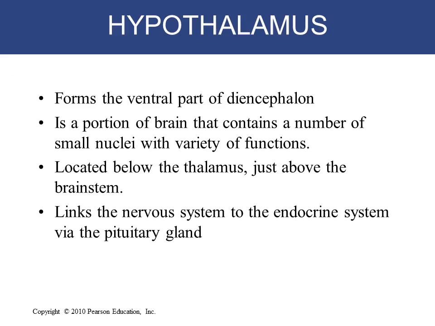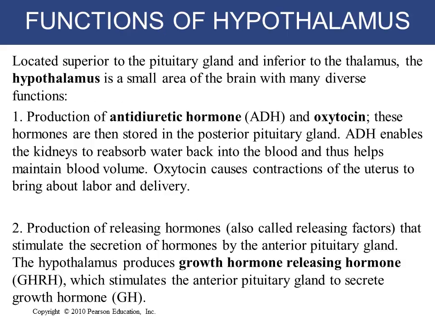Hypothalamus is the last part of the diencephalon and it forms the ventral part of the diencephalon. It's a portion of the brain that contains a number of small nuclei with a variety of functions and is located below the thalamus just above the brain stem. And this hypothalamus is the one that links the nervous system to the endocrine system via the pituitary gland. The functions of the hypothalamus.